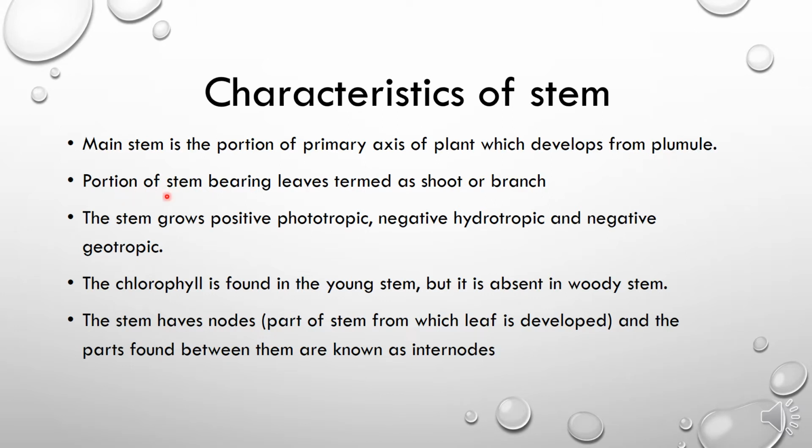The portion of the stem bearing leaves is termed a shoot or branch. One part of the stem is the vertical part, while the lateral part of the stem which bears the leaves is called a shoot or branch.